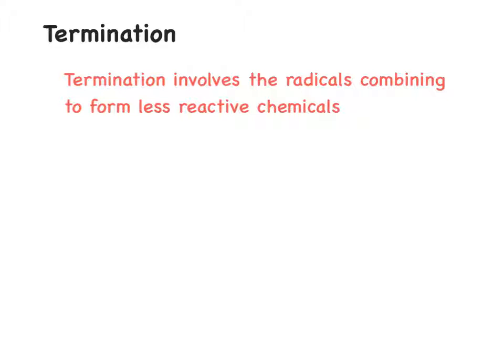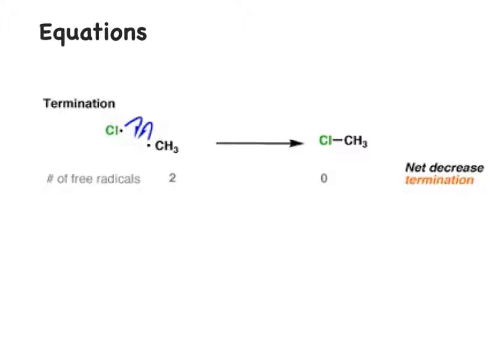Finally, we can have termination. Termination basically involves combining of radicals to form a less reactive compound, as I've said here. So in our example, we are going to simply put these two radicals together, the chlorine radical and the CH3 radical, to form that structure. Notice that we started off with 2 free radicals and end up with 0.